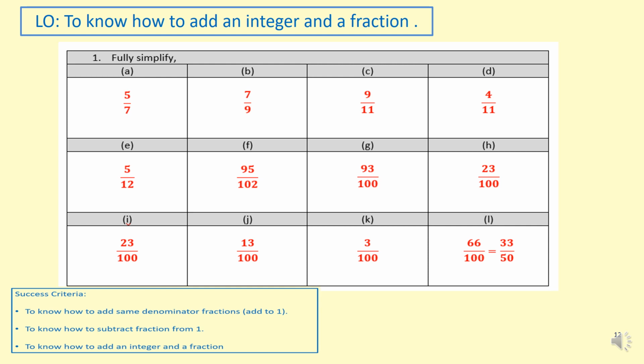Here you can see all the answers for the second practice exercise that you've done. Record your score and then make sure you email it to your class teacher, please.